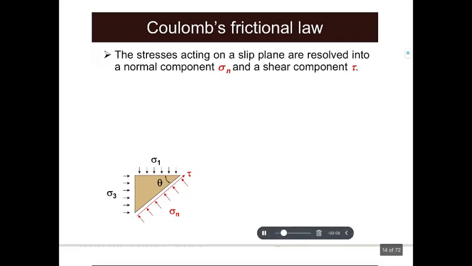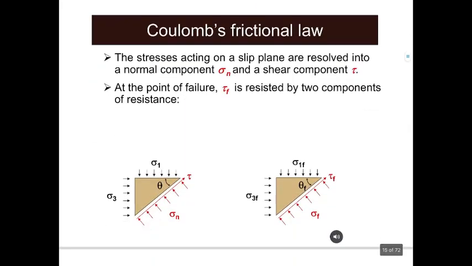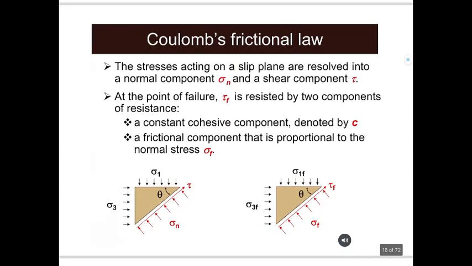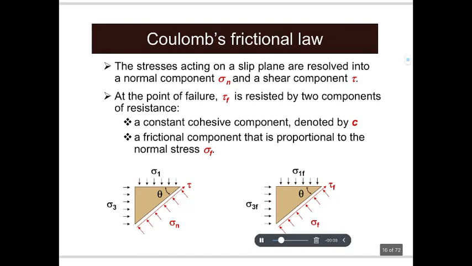The stresses acting on the slip plane are resolved into a normal component sigma n and a shear component tau. At the point of failure, tau f is resisted by two components of resistance. The two components are a constant cohesive component denoted by c, and a frictional component that is proportional to the normal stress sigma f.